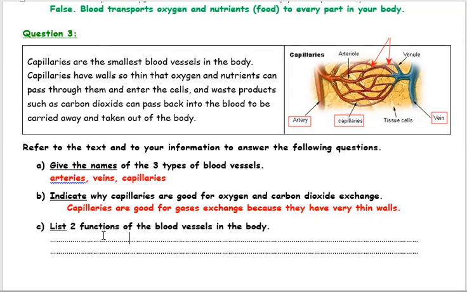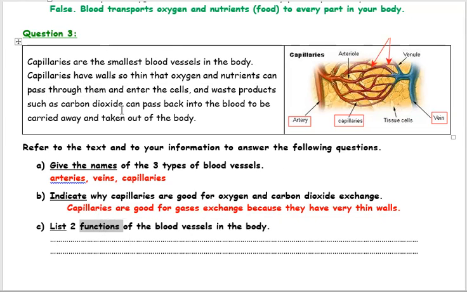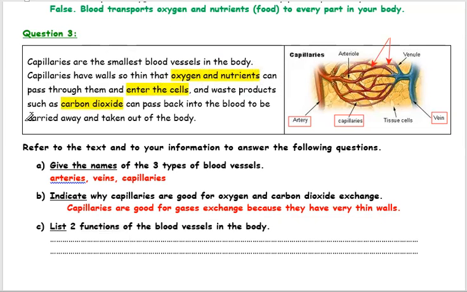List two functions. What are the two jobs of the blood vessels in the body? They are just mentioned in the text. Okay? Oxygen and nutrients enter the cell, and carbon dioxide is carried away and taken out of the body. Okay? So what are the two jobs of the blood vessels in the body?